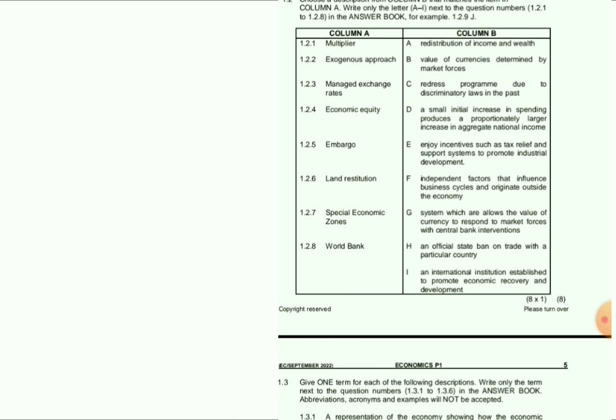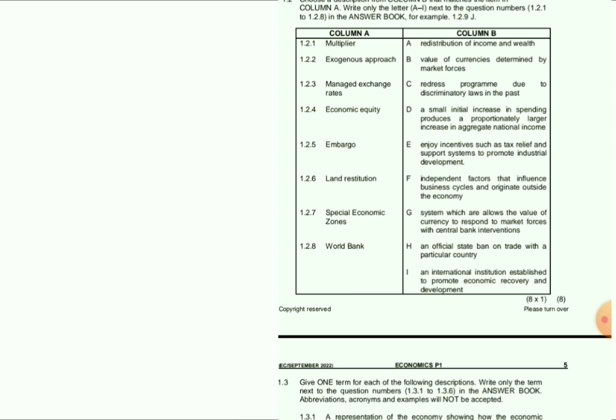So each and every time they talk about exogenous approach, just remember independent factors that influence business cycles. Independent. That means we are independent. Just remember the X one. I think you won't forget that one.